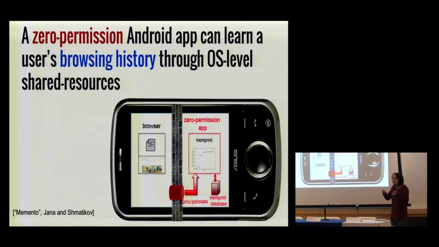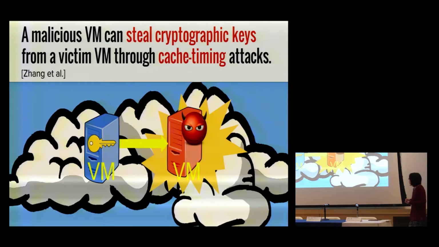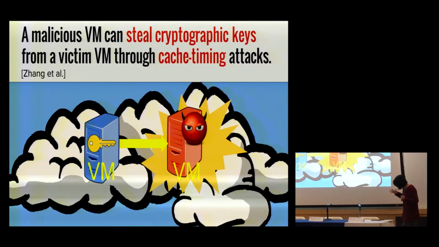It works through OS level shared resources. And it turns out that the operating system actually allows this zero permission application to query how much memory is consumed by this browser application. And by monitoring the memory usage over time, you can build a fingerprint of the website you are visiting. Okay. So that was an example of OS level shared resources.